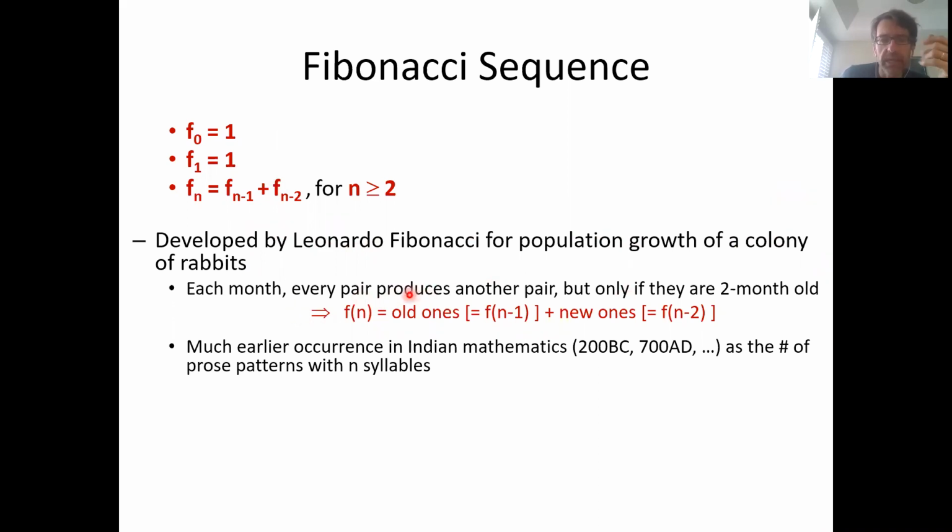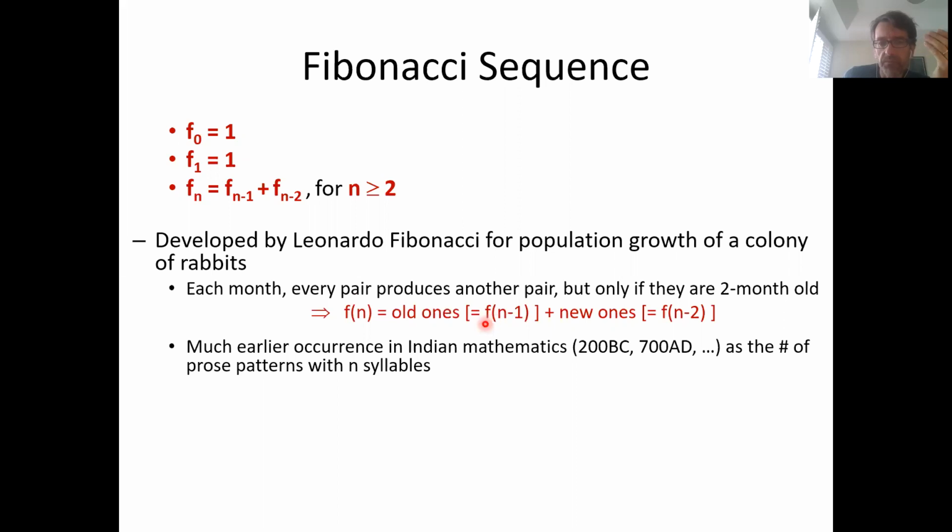So he assumed that every pair of rabbits creates another pair, but only after they're older than 2 months. A 1-month-old rabbit is too young to have babies, but once they are 2 months or more, they do. So if f of n is the population of rabbits at month n, assume they don't die. They are all the ones you had, right?